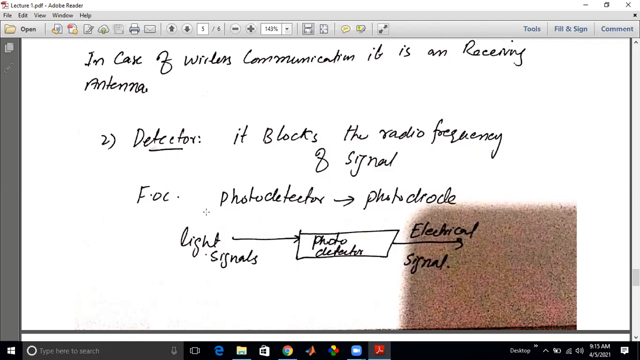In the case of fiber optic communication, the photodetector is a photodiode. The light signal will fall on the photodetector and it will generate the electrical signal.